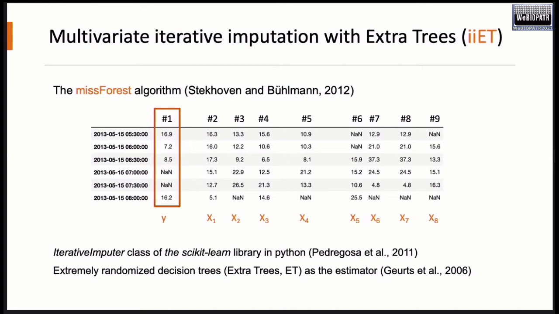And as a benchmark to compare with my custom KNN, I took probably the most popular machine learning multivariate imputation today, the Miss Forest algorithm, where the basic idea is to model each feature, each station in my case, as a function of all other stations, and then use my trained model to estimate the missing values in that specific feature. And it does so in an iterative way, so it's fine-tuning the estimation in each iteration. I've used the Python implementation from scikit-learn library that uses extremely randomized decision trees as the regressor. And this imputation method was denoted IIET for iterative imputation with extra extremely randomized decision trees.